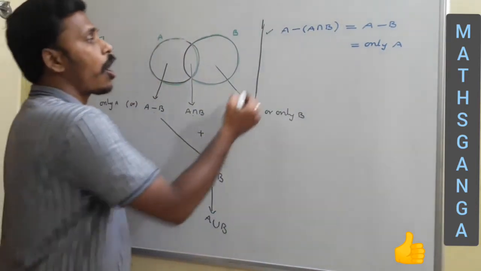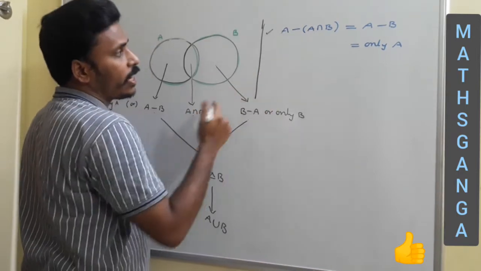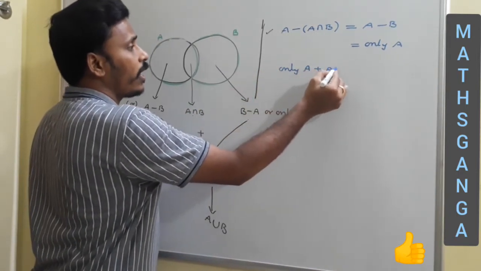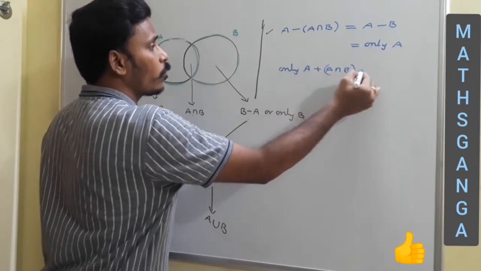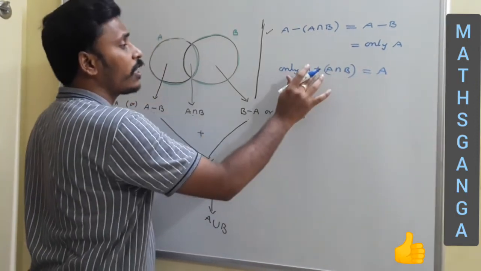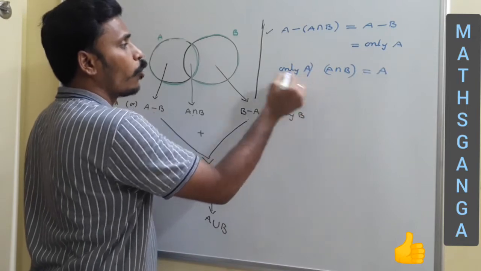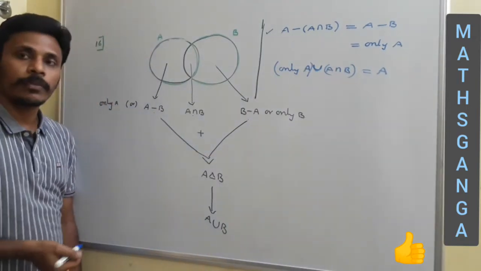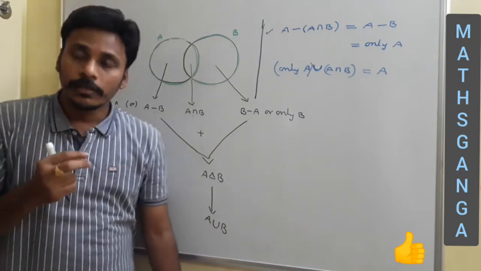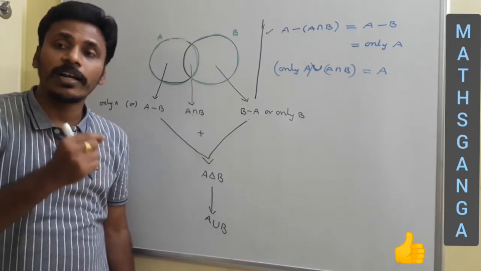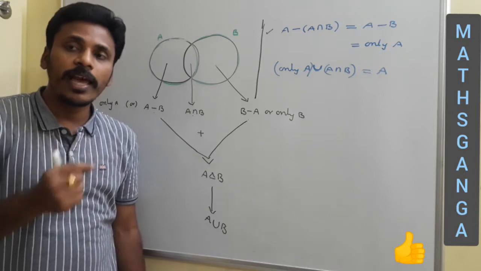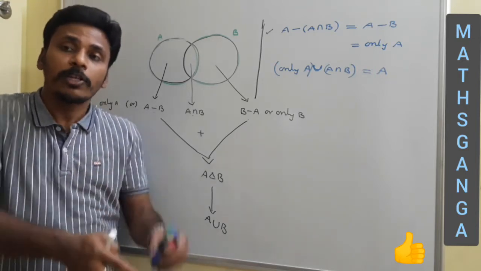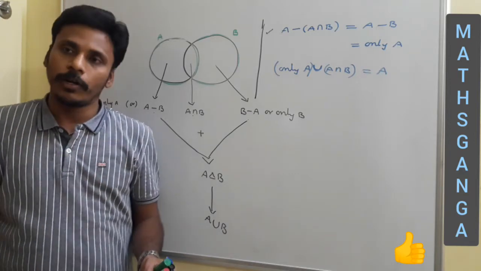Is it clear? Otherwise, I can rewrite it in another way. Only A plus A intersection B is equal to A, where plus here means union. Only A union A intersection B is equal to A. So pay attention to the words only A. Only A is different from A. A is completely A, while only A means only A, without the involvement of B.